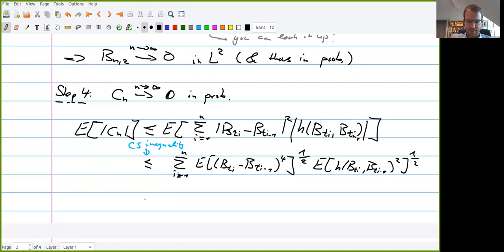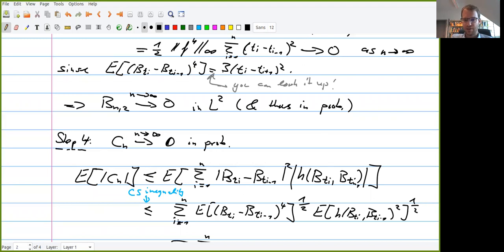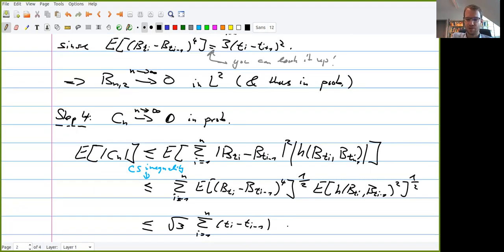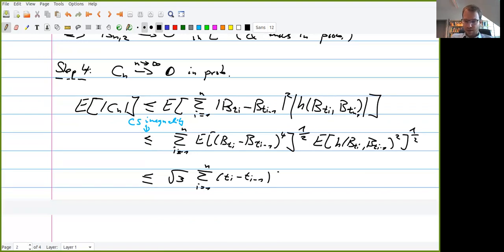Okay. So again, we know what this is. So we get 3. This is, again, what we load up. We know the fourth moment of the Brownian motion now. So this is the square root of 3, and then we have the sum from i to n of the (ti minus ti-1) fourth moment, and then you get a square, and the square you lose because of the 1/2 here, times the expected value of h applied to B_ti and B_ti-1 squared.